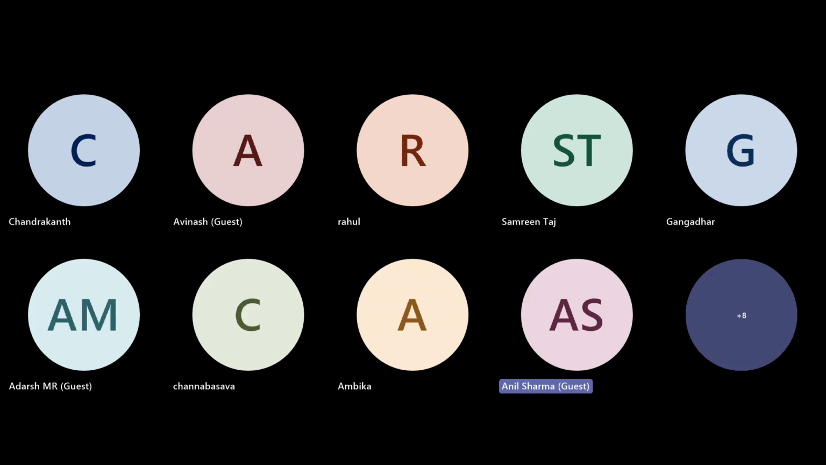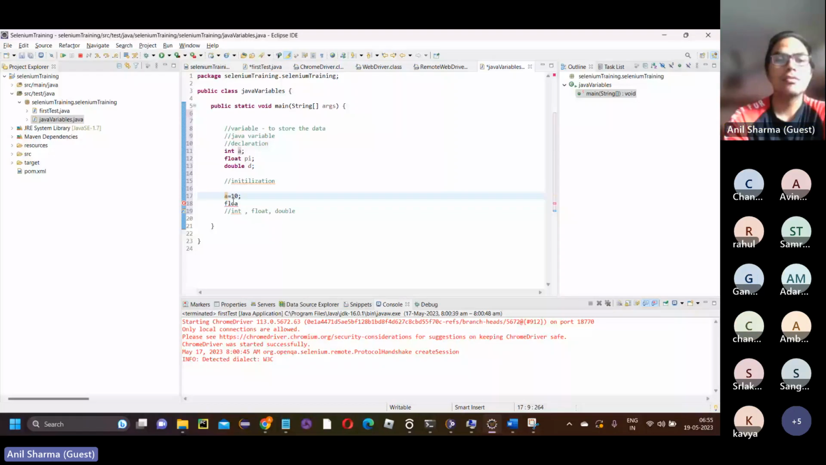It is already declared. Don't need to do it again. So pi is equal to, what is the value of pi? 3.14, right? F. And then double, D-O-U-B-L-E double, sorry, D equal to, say, 12.22D.